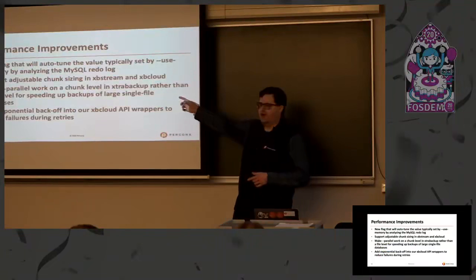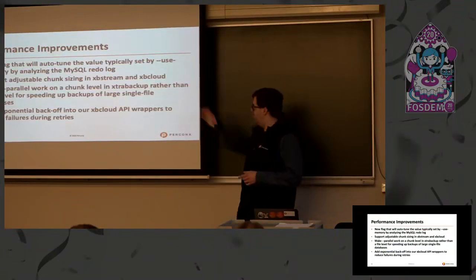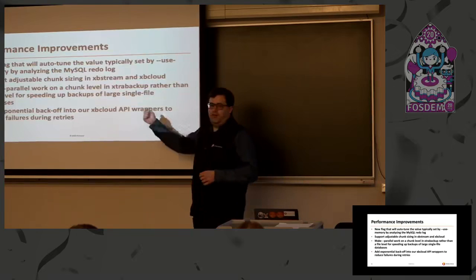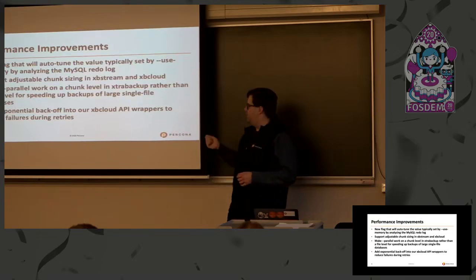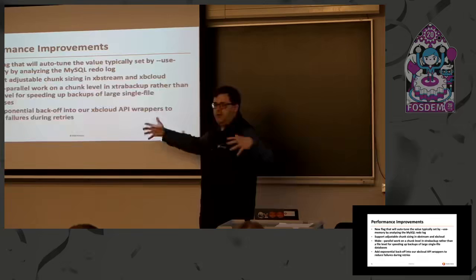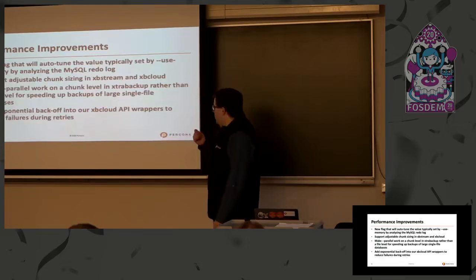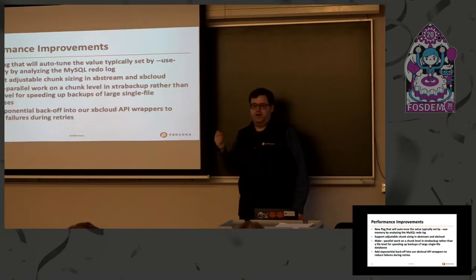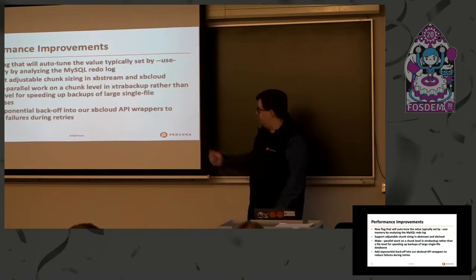We're going to do adjustable chunk sizing in XB Stream at some point, and when we do that, it'll be supported in XB Cloud as well. We're going to also do chunk-level support for parallel. Today, this is on a file level, but we want to do it at a chunk level so you can have single large databases and still get a speedup. And we want to add exponential backoff into the XB Cloud API wrappers, because today retries can be kind of expensive. So if the API becomes unavailable for your cloud provider for any reason, whether it's a network issue or whatever, it can be painful.